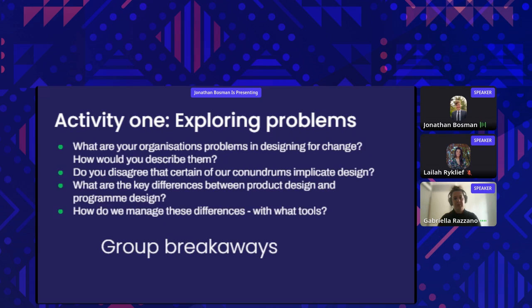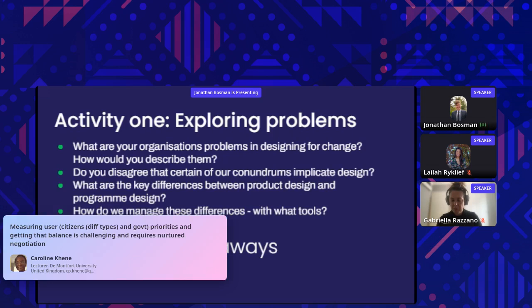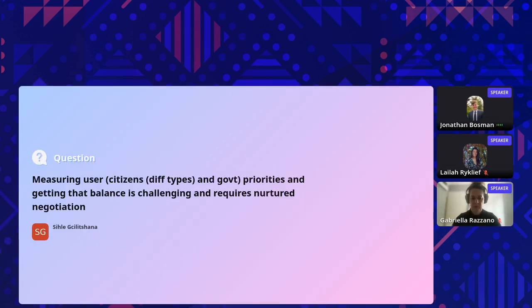Cool, thanks for that, Gabby. Has everyone had an opportunity? Oh, sorry, Caroline, I see you put another one. I can't share it because it wasn't in the Q&A, so I'll just read straight from the comments. Measuring user, citizen, different types, and government priorities, and getting that balance is challenging and requires nurtured negotiation.